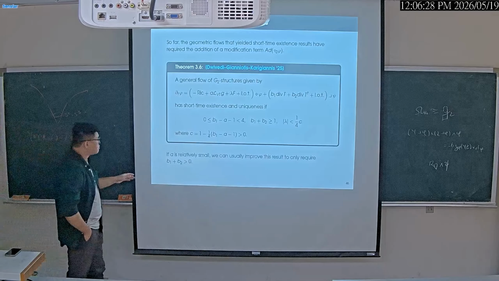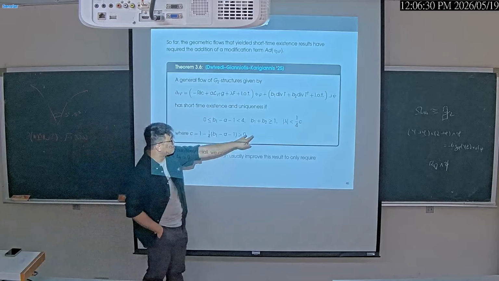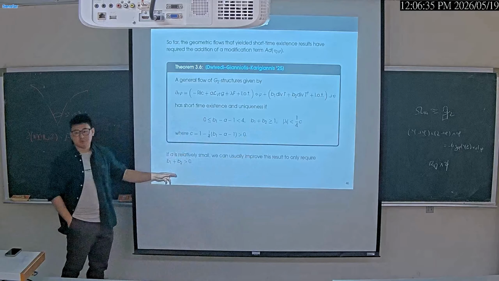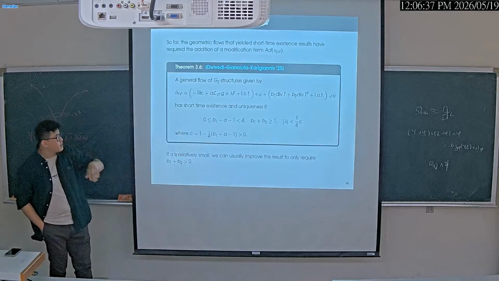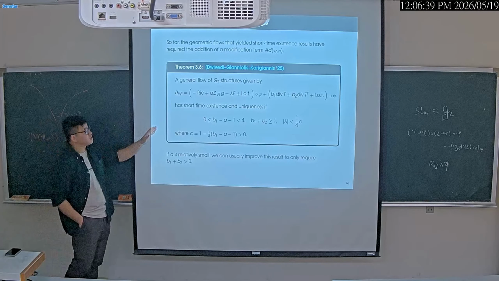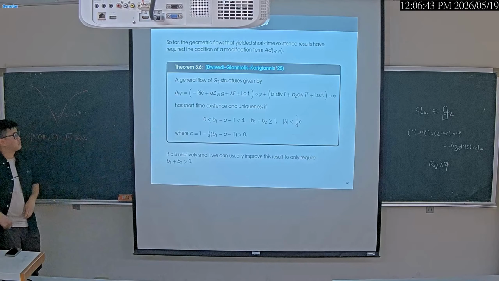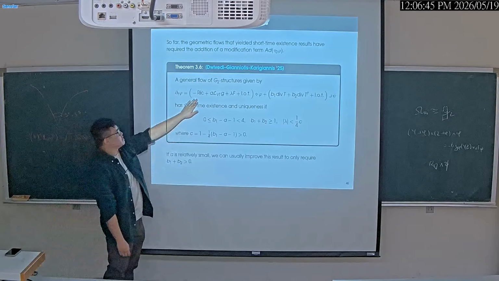There are some conditions where you can push this a bit further. So instead of B1 and B2 being greater than or equal to 1, you can really just think of B1 and B2 being greater than 0. But anyway, there are some conditions to get short-time existence and uniqueness of the flow, if you want to prescribe something that is what they call Ricci-like.